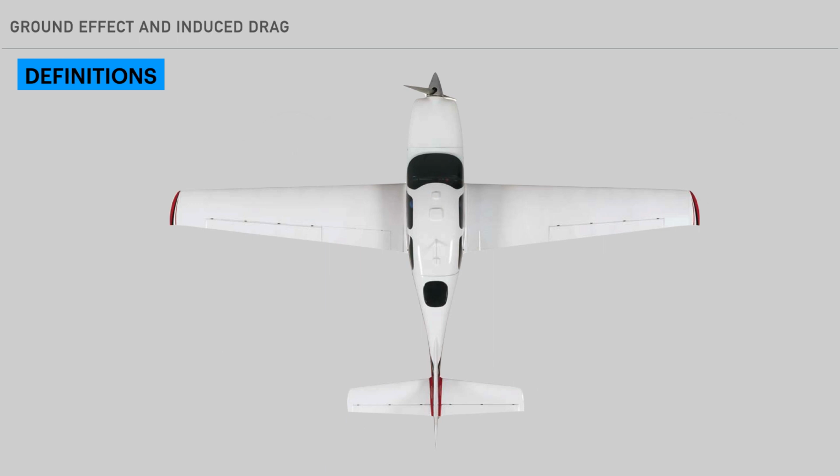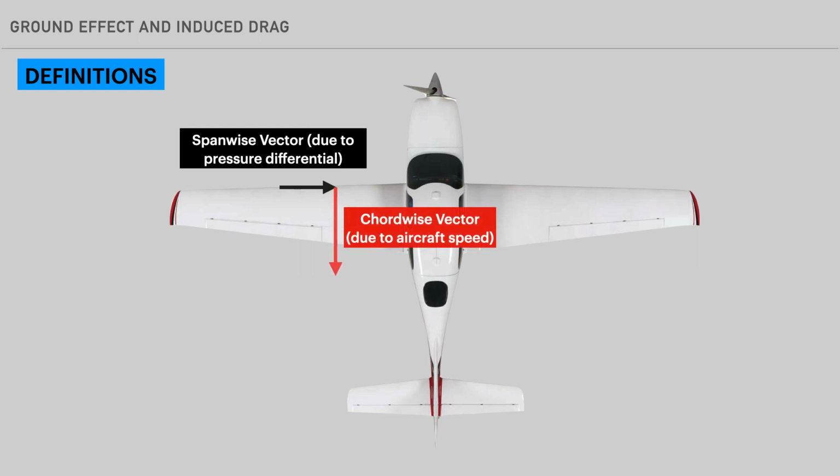Let's begin with some definitions. The spanwise vector is the airflow which parallels the wing's surface along the span of the wing and degrades lift. The chordwise vector is the airflow which is perpendicular to the wing chord and promotes lift, and the blue line represents the resultant airflow.